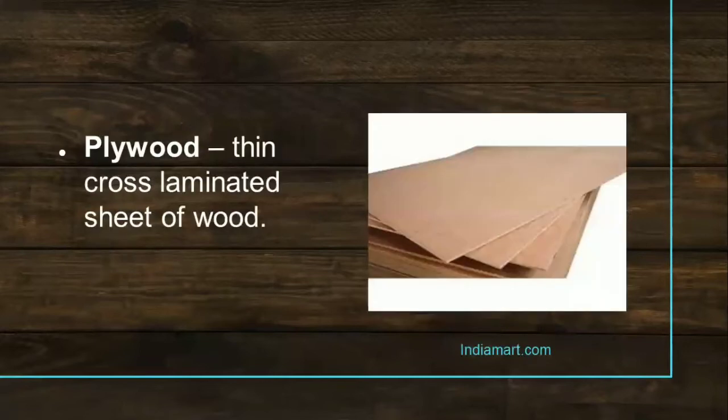Okay, next we have the plywood. Plywood is a thin cross-laminated sheet of wood. It can naturally withstand a lot of stress, for example rain and heat, and for those whose houses are made of plywood, it could stand. It is not just for boxes or dividers. Also, there are houses that are made of plywood.